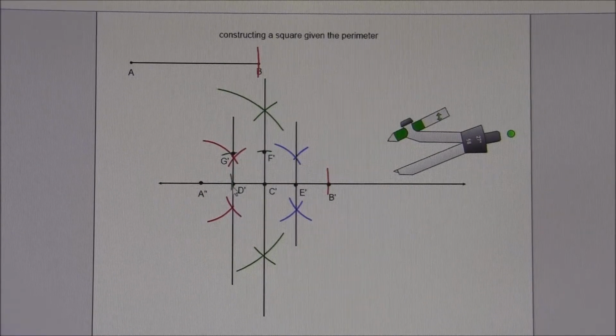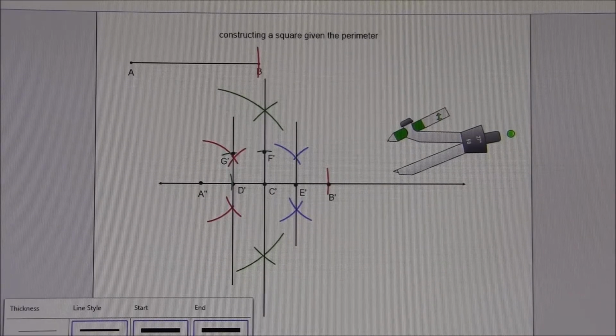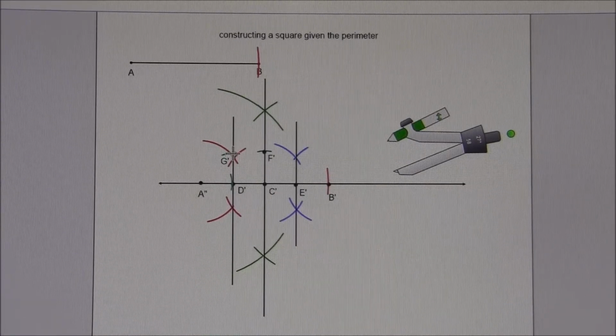Alright, so I got D prime, C prime, F prime, G prime. All I have to do now is construct this segment, and we are done. There you go. There is your square right here.